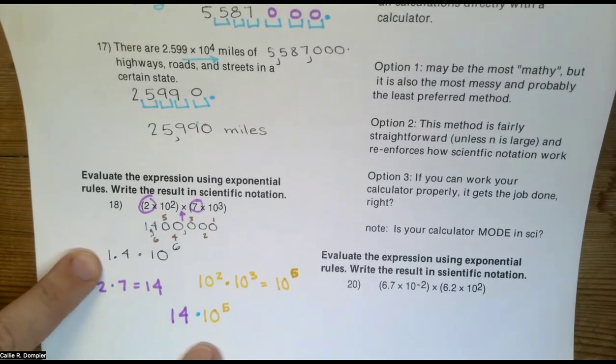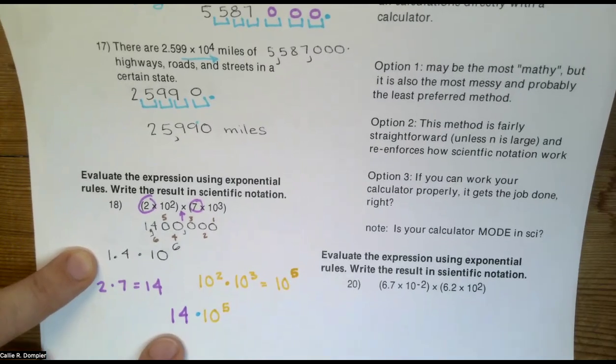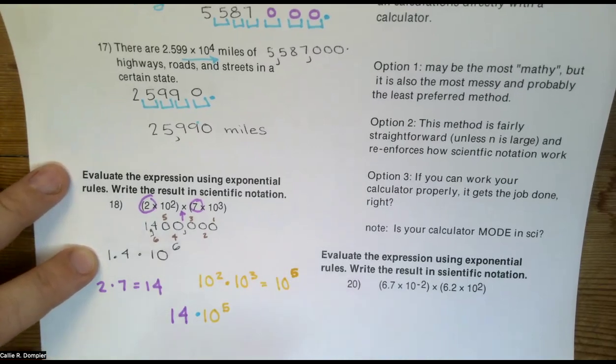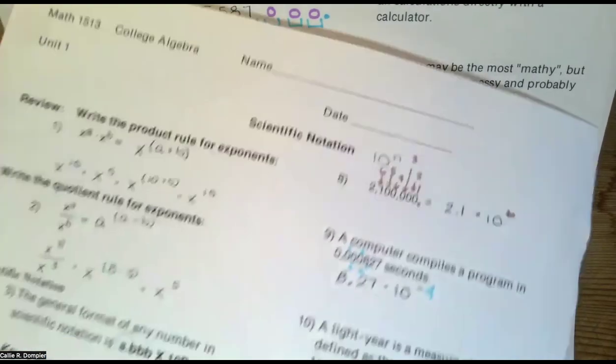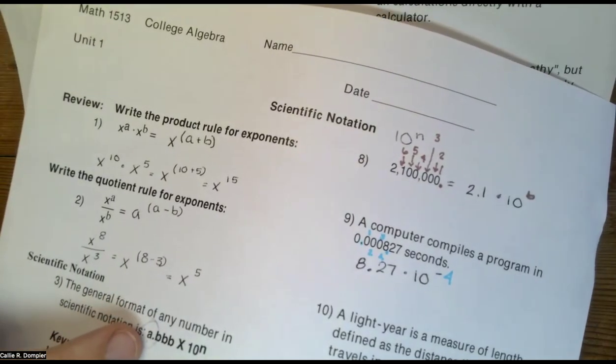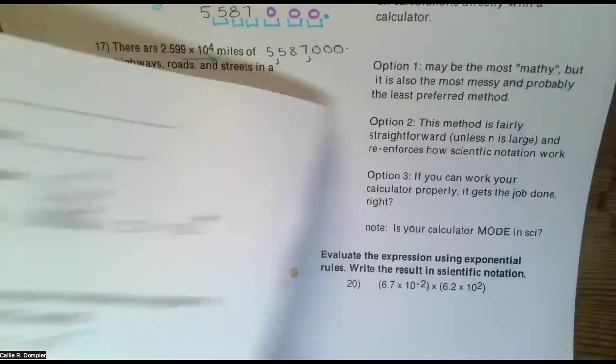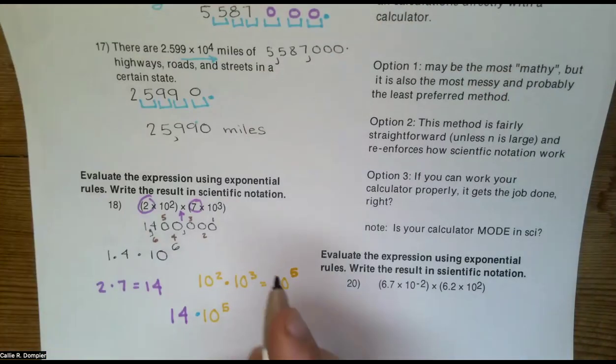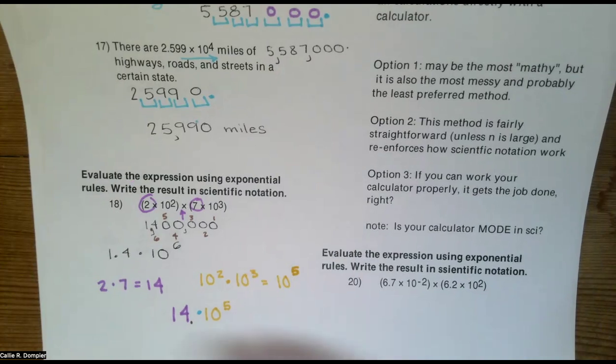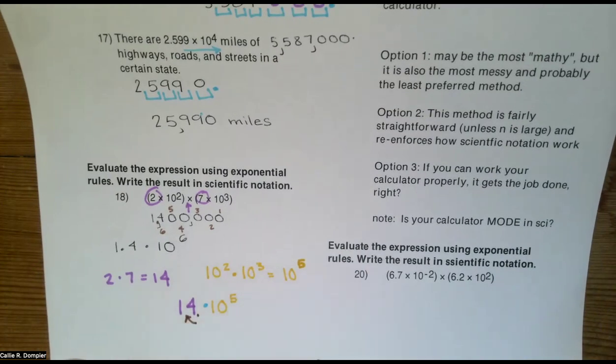And why did we have that answer? Because this is not scientific notation. Why isn't this scientific notation? Because you can only have, remember our rule? One number before the decimal. Where's the decimal in the number 14? The decimal is right here. We need to move it over 1, right? 14 times 10 to the 5th is the same as 1.4 times 10 to the 6th.